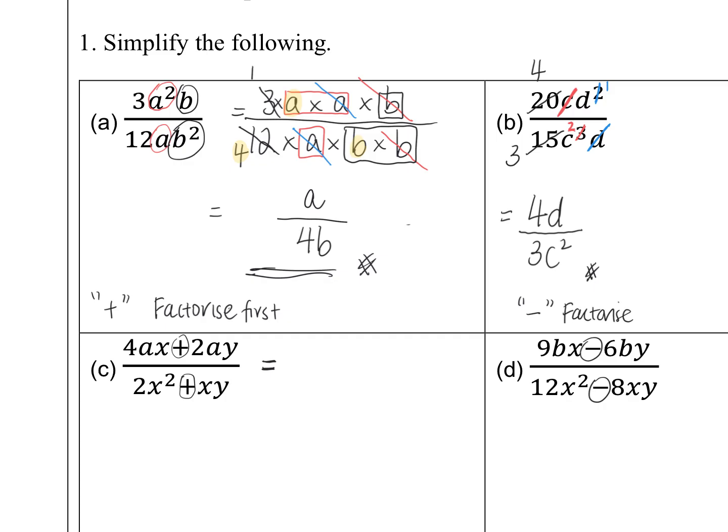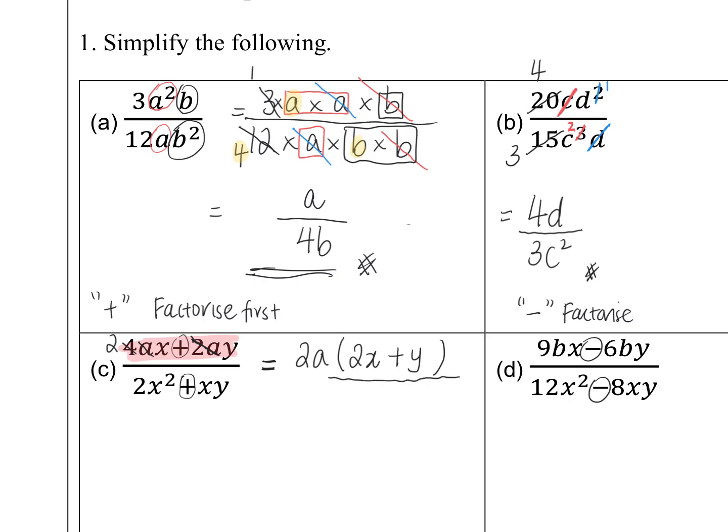So let's take out common factor. What is common for the numerator? What do they share in common? 2A. So I'm going to take out 2A from here. Take out 2, left 2. Take out A, left 2x. Okay? Then I'm going to take out 2A here. So left plus y. So this is after I factorize.